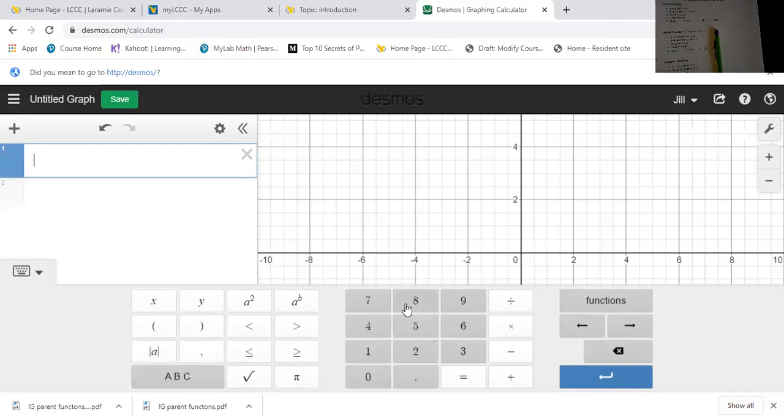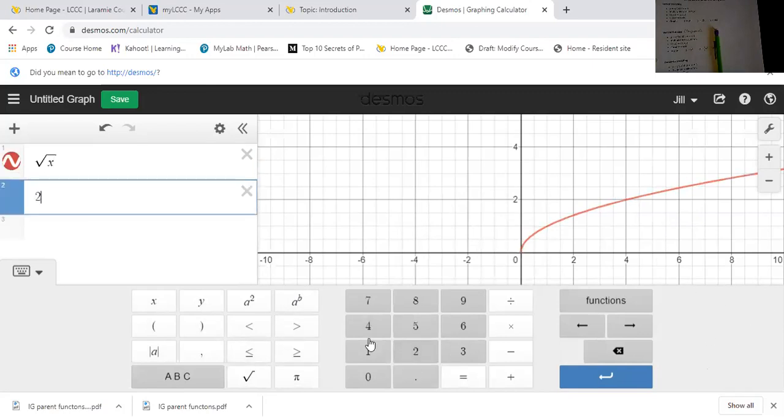Anyway, so you know what? Instead, let's just do a square root. So let's do square root of x, so we see just kind of what the parent function is. All right, so if I want to do a vertical stretch, that means I'm going to have something like, let's do 2 square root of x.